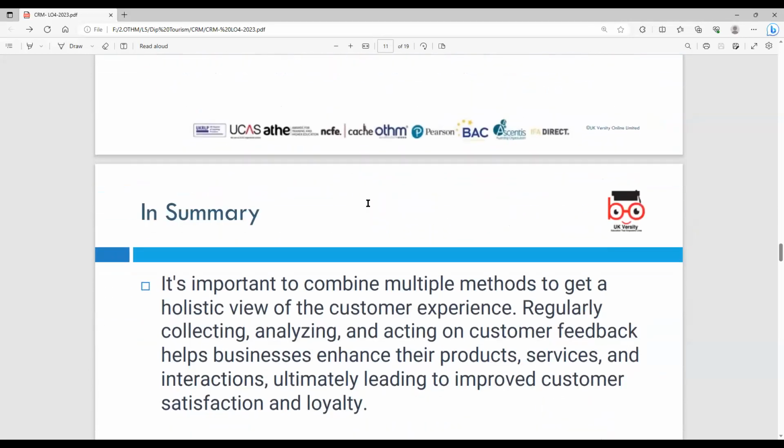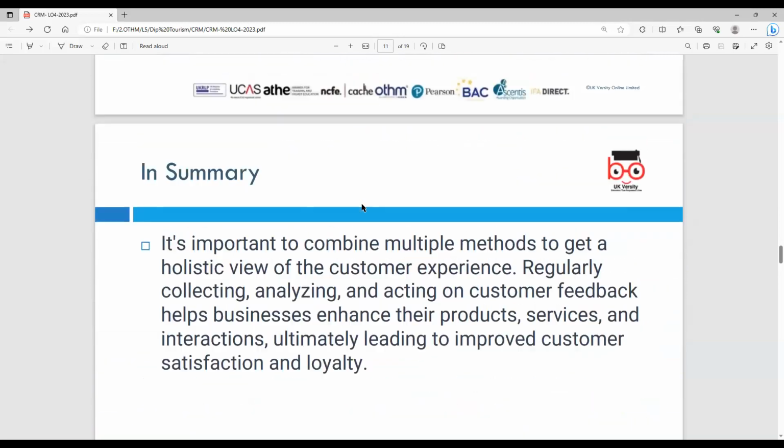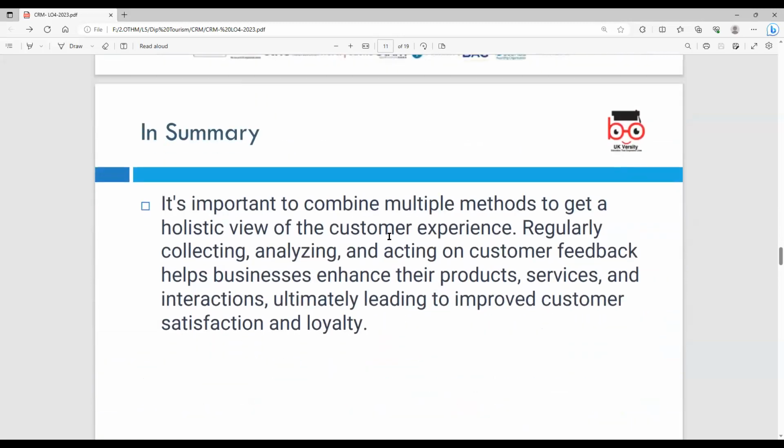Okay, correct? So in all, we are talking about combining different methods to get a total experience, a holistic view of the customer experience, an overall view of the customer service, by using different methods, different tactics, different services, or different types of feedback, okay?